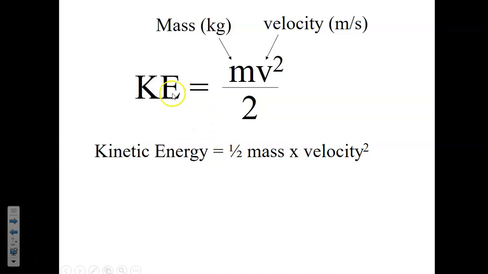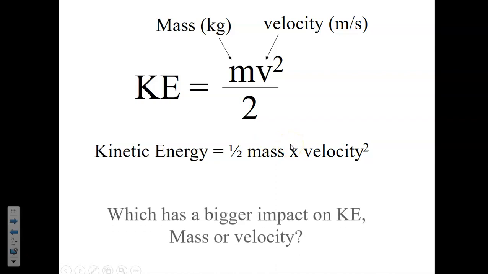So KE, or kinetic energy, equals mv squared over 2. Mass times velocity squared divided by 2, or 1/2 mass times velocity squared, however you want to say it. So that is the next equation that you're going to want to have familiar to you. We'll be using that equation several times.